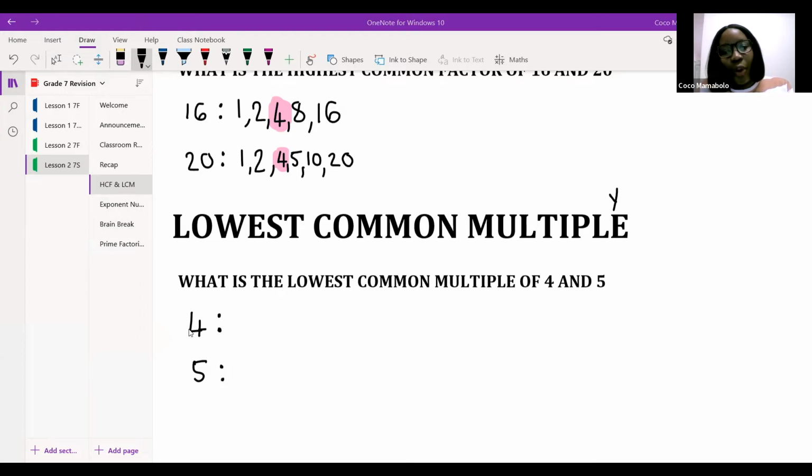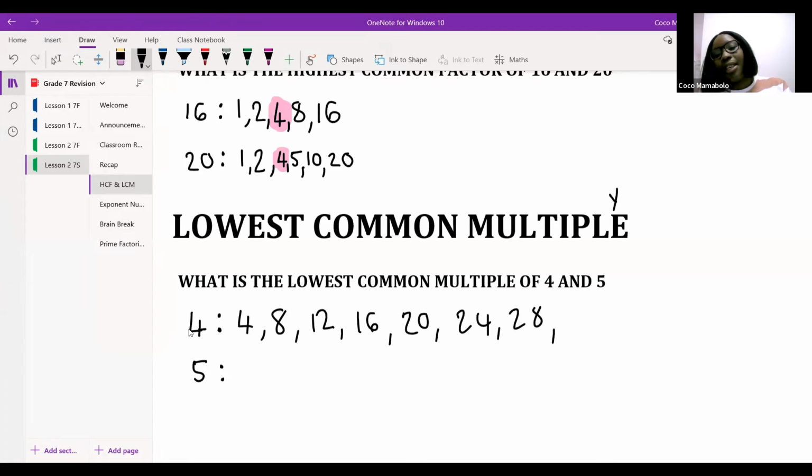Okay, I'm going to get 4 times 1. 4 times 2 is 8, times 3 is 12, times 4 is 16, times 5 is 20, times 6 is 24, times 7 is 28, times 8 is 32. I'm going to stop there. I think I've gone far enough.